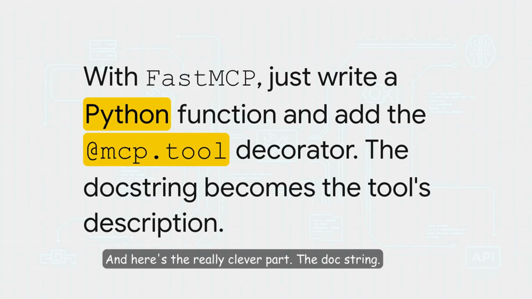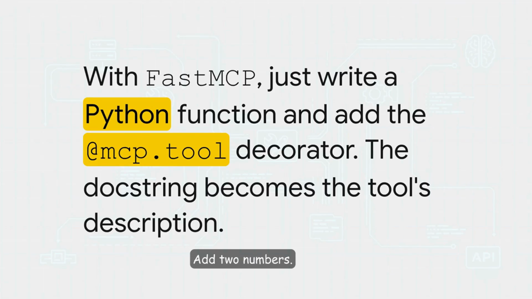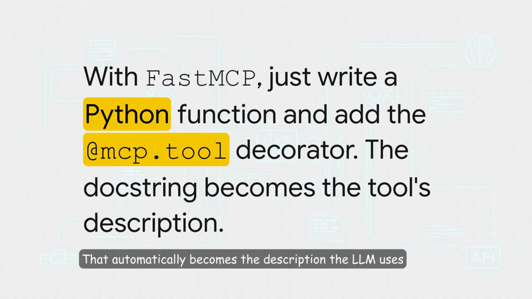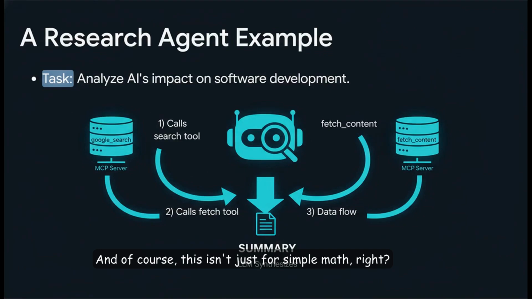And here's the really clever part, the docstring. Add 2 numbers. That automatically becomes the description the LLM uses to figure out what your tool does. How cool is that? And of course, this isn't just for simple math, right?